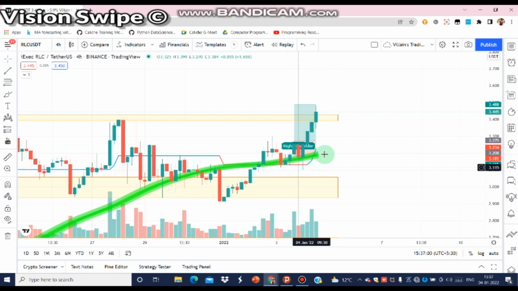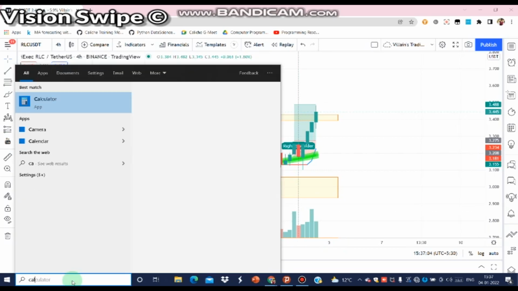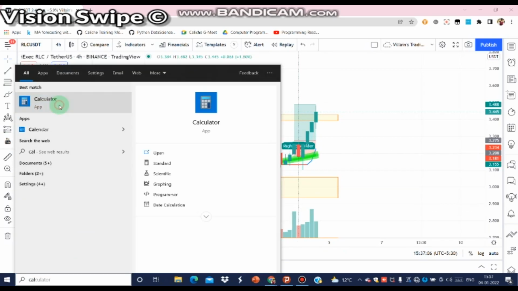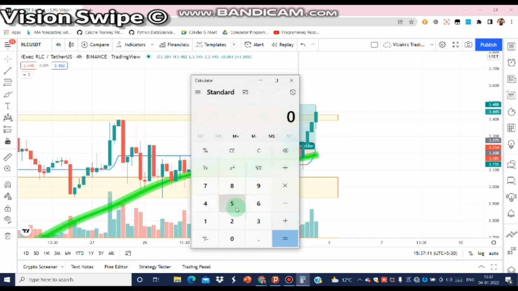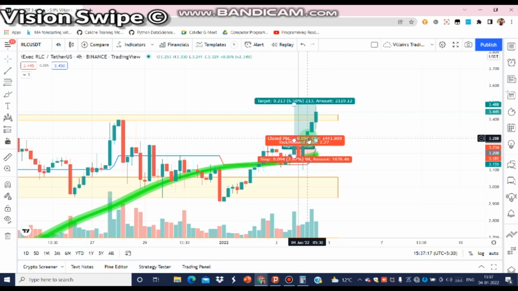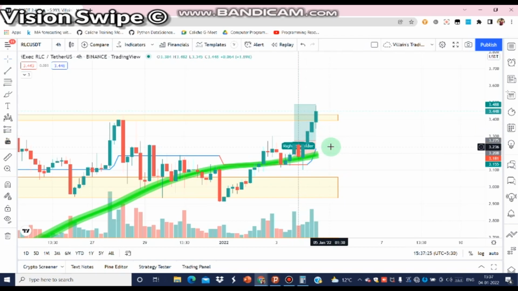So this is the 4-hour time frame. Now let me open the calculator. In this trade it was a 2:1 trade, so basically I made a loss of 20% in this trade. Now there is an ethic of mine, that of any trader basically, to limit the number of trades per day. Mine is 2 trades per day.